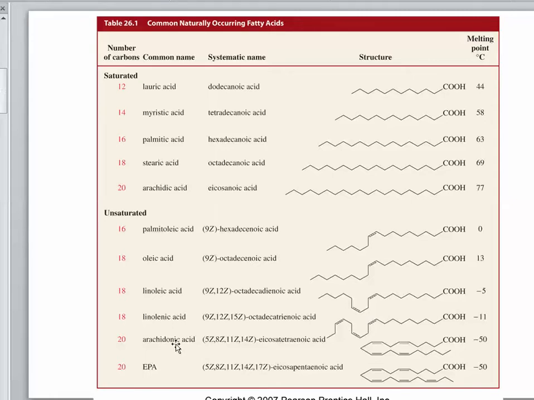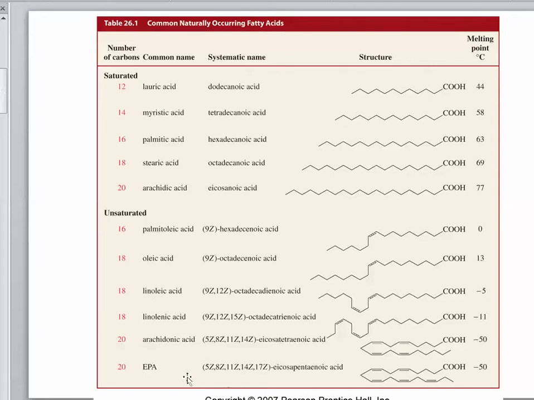If I take a look at the 20-carbon arachidonic acid, I see four double bonds. Look at how this structure is drawn. One at carbon 5, one at carbon 8, one at carbon 11, and one at carbon 14, and all of those are the Z formation again.